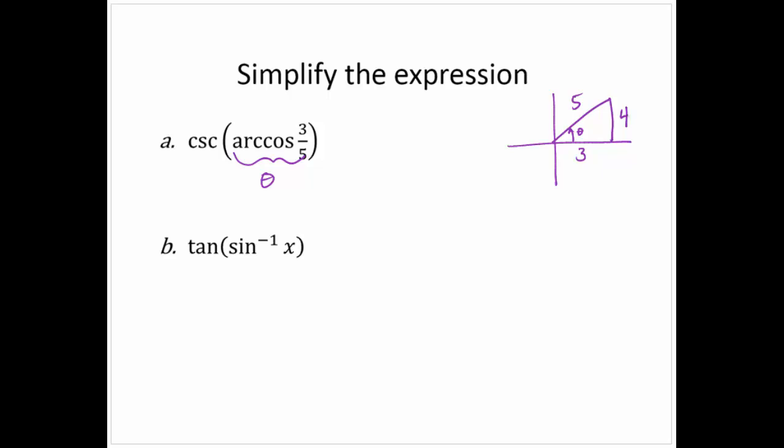So now I evaluate the cosecant of that reference angle. Recalling that cosecant of an angle, in terms of a triangle, we can think of as the hypotenuse over the opposite. And so the cosecant of arc cosine of 3/5 would be 5/4.